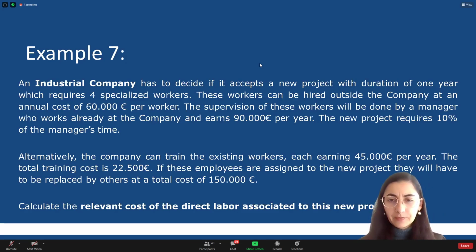I think it should be the 22,500 and the 150,000, exactly. So if we choose the second option, the relevant cost will be the cost of training, 22,500, plus the ones that we have to replace, to hire to replace, 150. So that is 172,500.